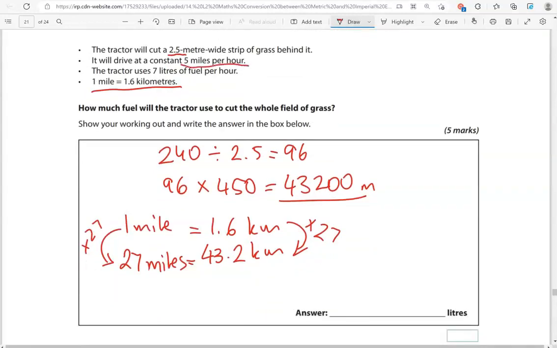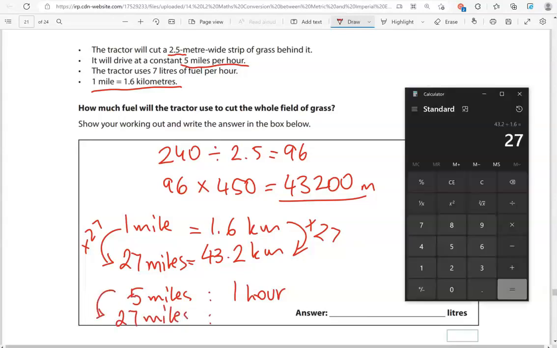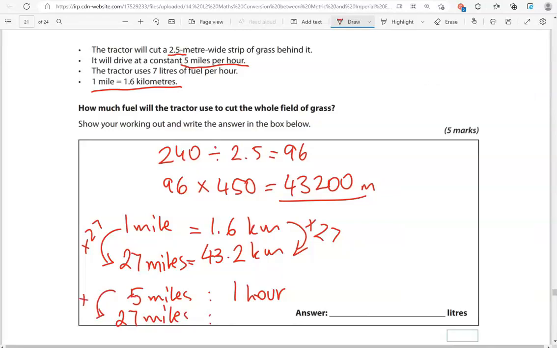The tractor does 5 miles per hour. So what about 27 miles? How long will that take? So what do we multiply 5 by to get to 27? So 27 divided by 5 gives us 5.4. So that is 5.4 hours.